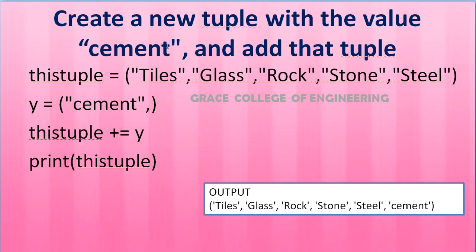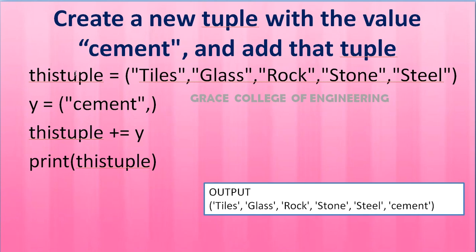you can add a new tuple with this. For that, if you want to add a single element, you need to mention the comma here. That is an important one. A single element with the comma. Then only it will be considered as a tuple. If you don't mention this comma, it will not be considered as a tuple.